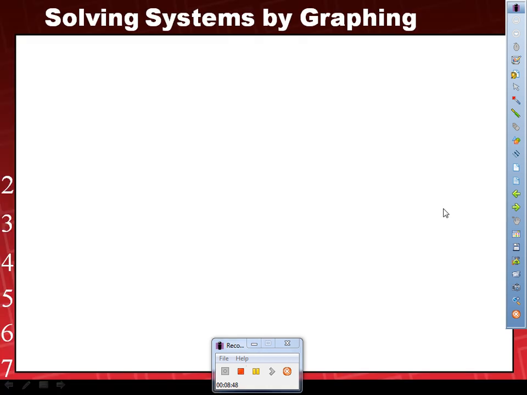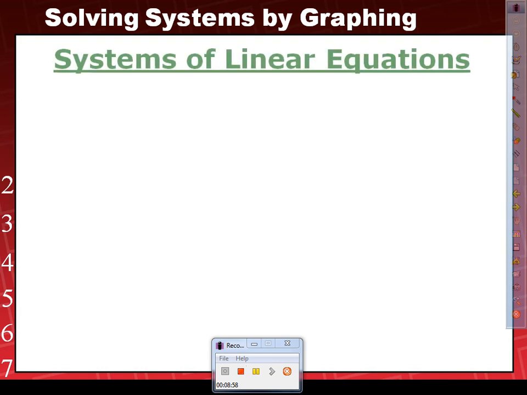look up to the screen, write your utensils down. You do not need to copy this. You do need to understand it, not copy it. Ready? Here it goes. So what are we talking about? We're talking about system of linear equations. And the title for this lesson was Solving Systems by Graphing.